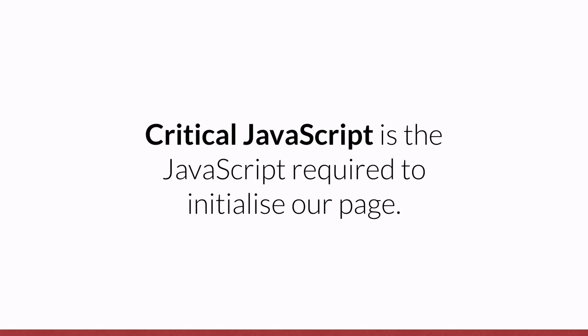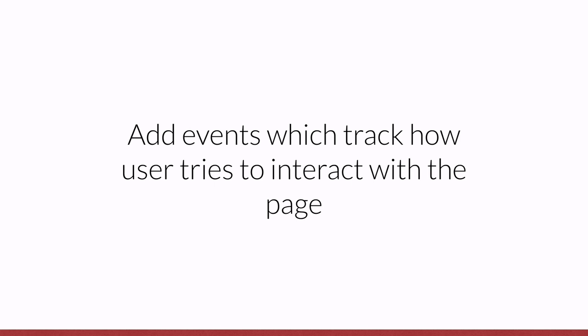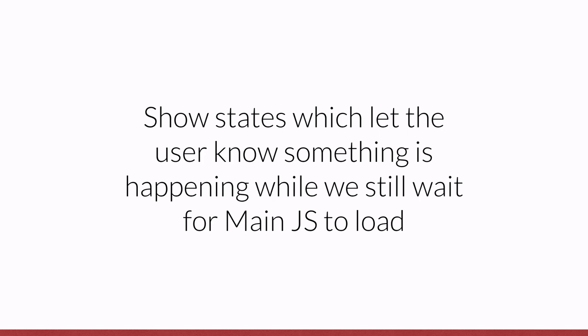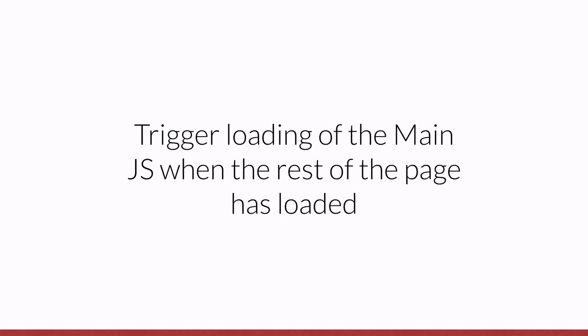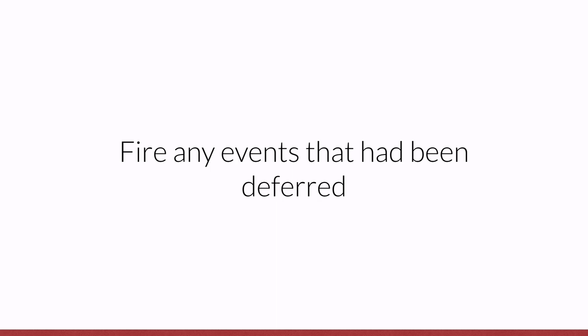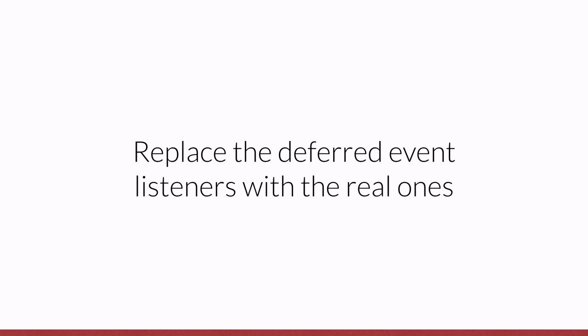The responsibility of the critical JavaScript is that it should add events to track how the user tries to interact with the page. So this goes back to the perceived performance we talked about earlier. You want to make it so the user can interact as soon as possible. When they have interacted with something, while we wait for the main JavaScript to load, we should show a state. And then, of course, the critical JavaScript should trigger the loading of the main JavaScript. So then we have our main JavaScript. This is responsible for firing any events that have been deferred, any deferred event listeners, which will be replaced by the real ones. And then we include the rest of the functionality required for the site to function.